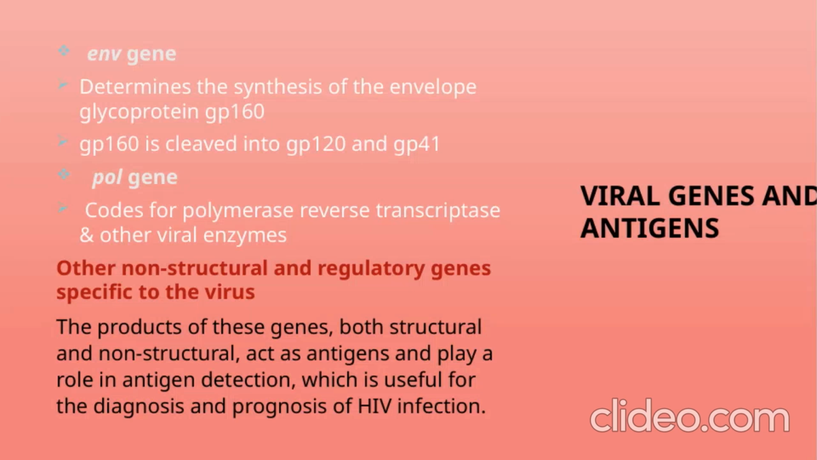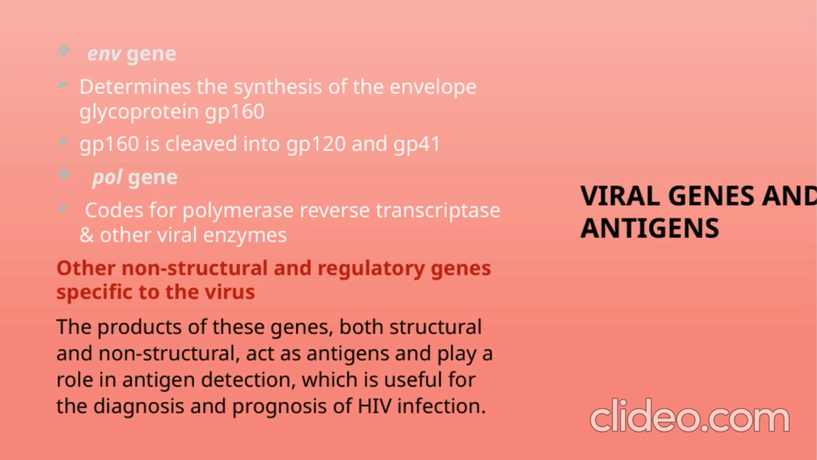All right, let's delve into the ENV gene first. This gene is crucial because it determines the synthesis of the envelope glycoprotein, specifically GP160. Now, GP160 is initially produced as a single precursor protein, but it doesn't stay that way. It's cleaved into two important components, GP120 and GP41. These two play vital roles in the virus's ability to infect host cells.